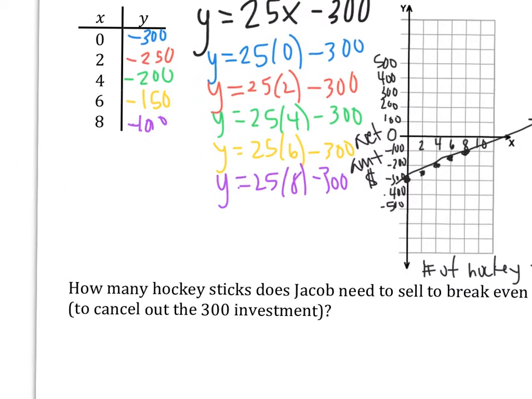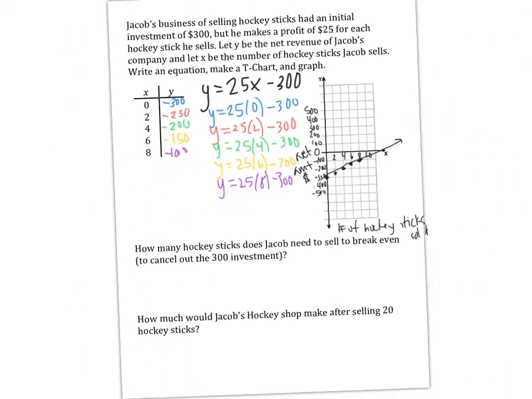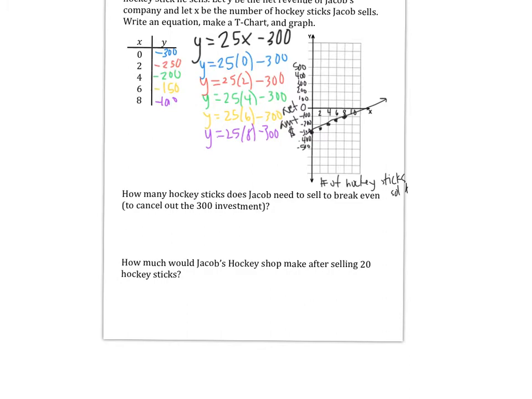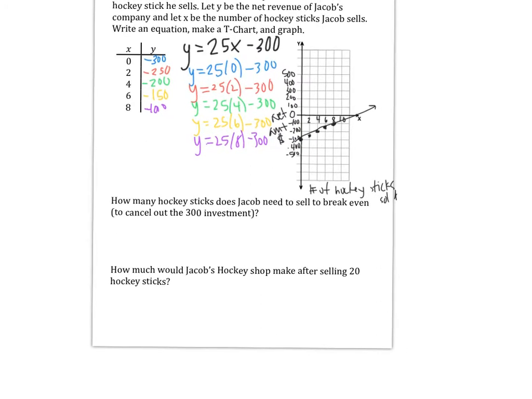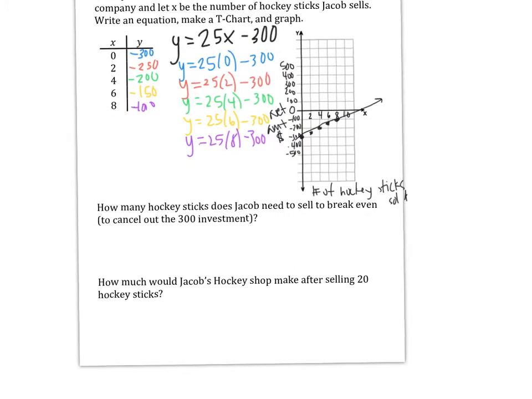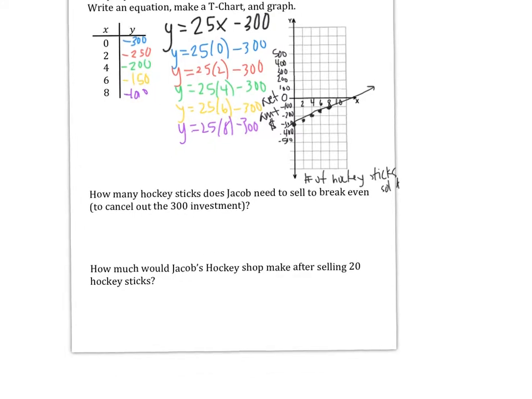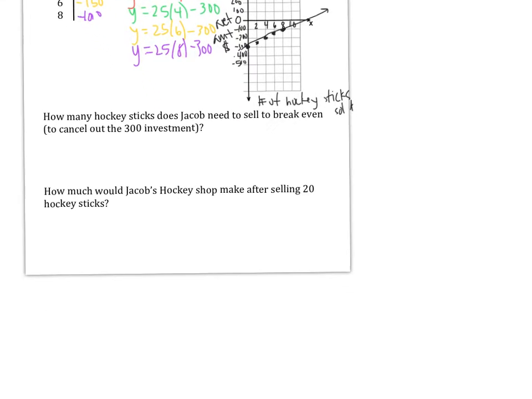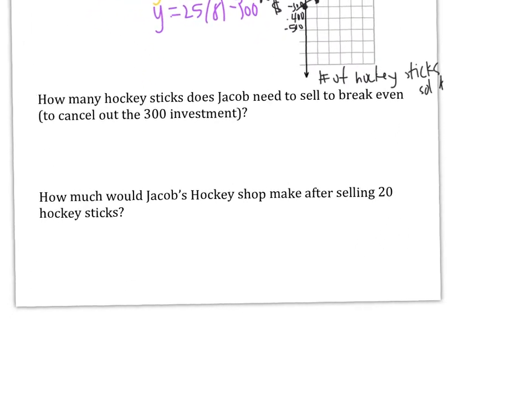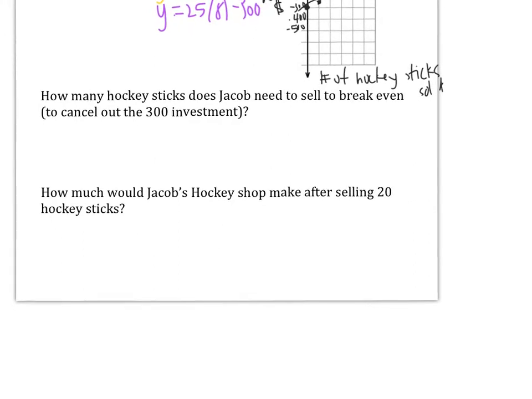Now let's answer a few questions about this problem. How many hockey sticks does Jacob need to sell to break even, to cancel out the $300 investment? That means he would break even. Okay, so I'm going to zoom back in here. So to break even, he would need to get the $300 back.